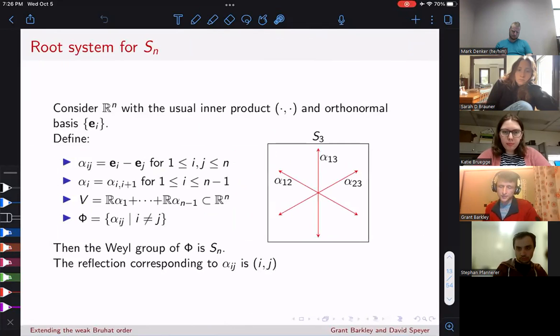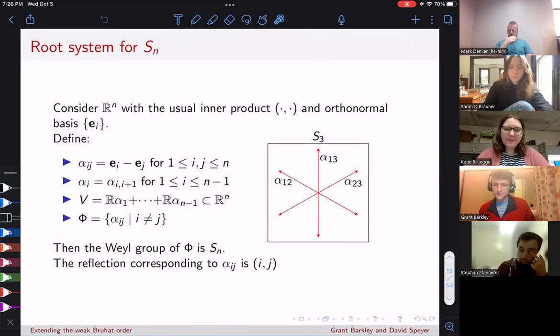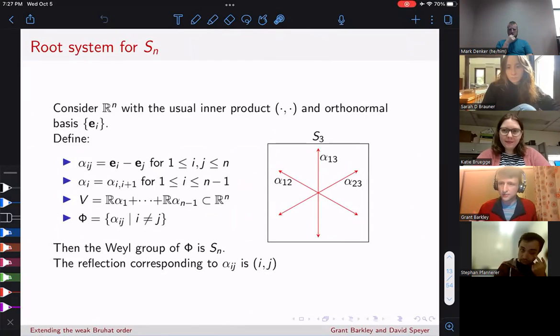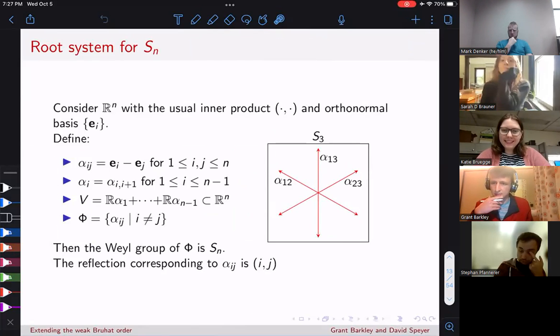Okay, sorry, any questions on that? I'm about to kind of change topics. So this was, yeah, just the introduction to the weak order. Any questions about these definitions?